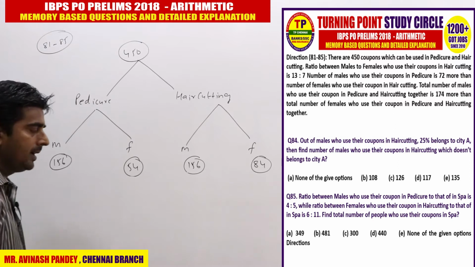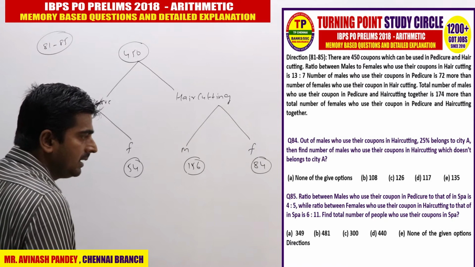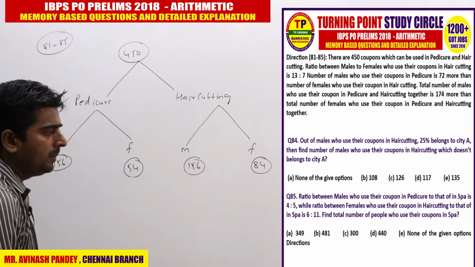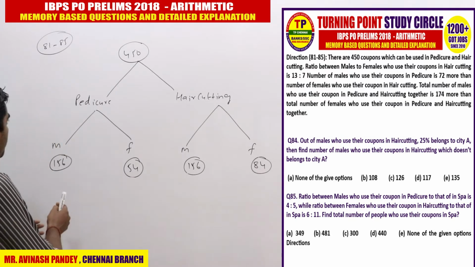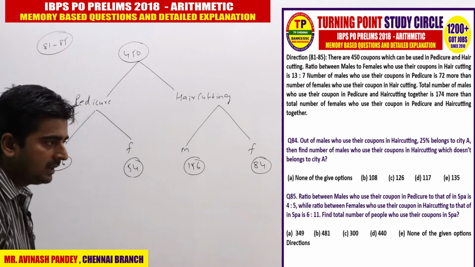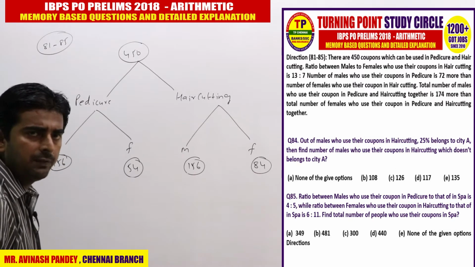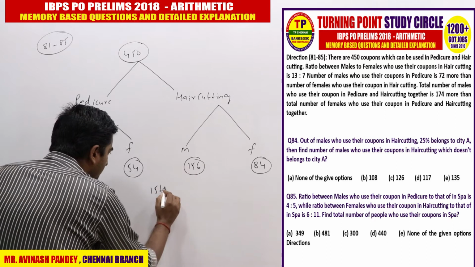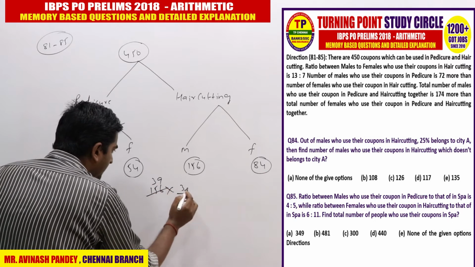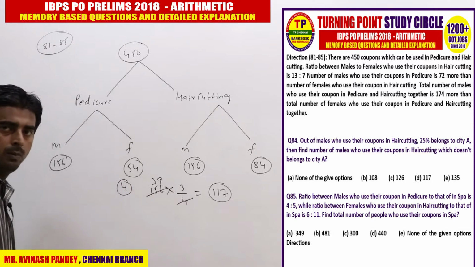Right, so the fourth question, what have they asked? Out of males who use their coupon in hair cutting, 25% belong to city A. Then find the number of males who use their coupon in hair cutting who do not belong to city A. So out of males who use their coupon in hair cutting, what is the value of male here? It is nothing but 156. In 156, 25% belong to city A. Remaining is 75% only. Take 75% of this number. 75% is nothing but 3 by 4. So 4 3s are 12, right? 4 9s are 36, so 39 into 3 is nothing but how much? 117. So my answer for the fourth question is nothing but 117, right?